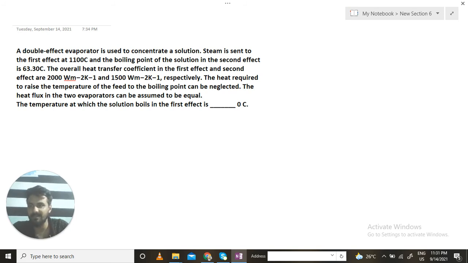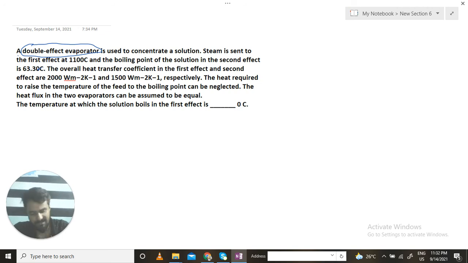Here in the question it is written as double effect evaporator. So first you need to understand the types of evaporator. According to the effect, there are two types of evaporator: one is single effect and another is multiple effect. In a multiple effect evaporator, two or more evaporators are in series or parallel combination. But in a single effect evaporator, there will be only one evaporator. In a multiple effect evaporator, there will be more than one evaporator. If there are two evaporators, it is called a double effect evaporator.